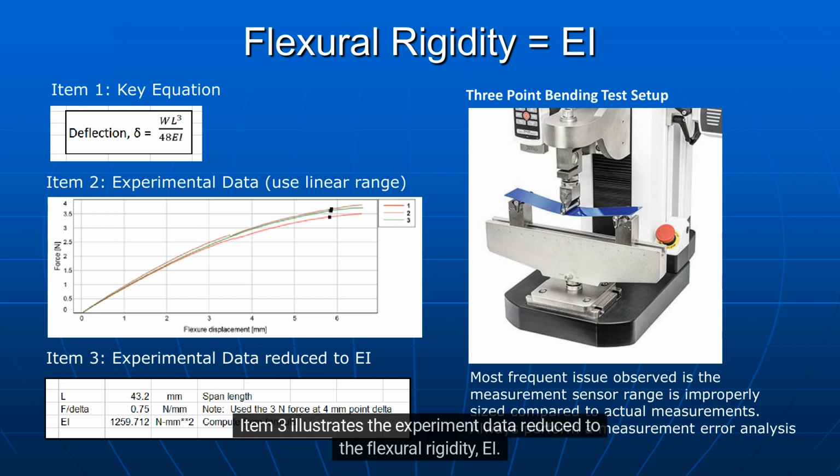Item 3 illustrates the experiment data reduced to the flexural rigidity, EI. The span length was 43.2 mm, the force applied was 3 N, and the deflection was 4 mm. The resulting computed flexural rigidity value is 1,249.712 N·mm².